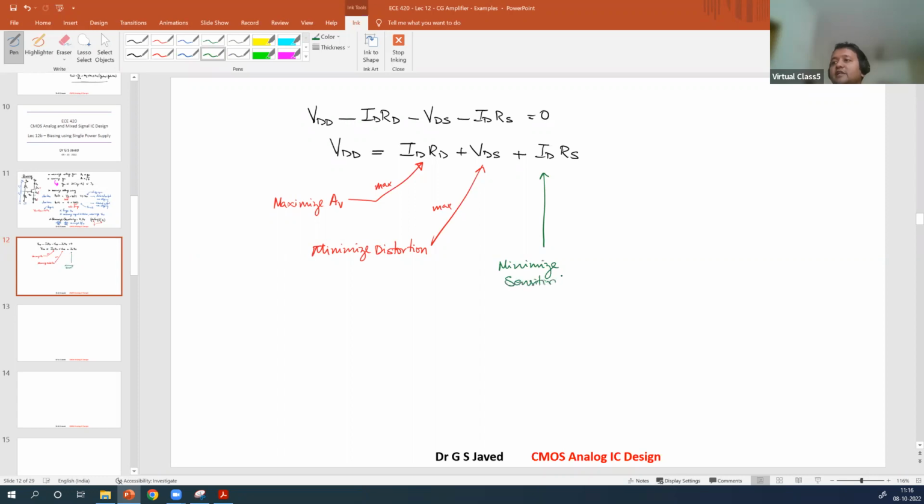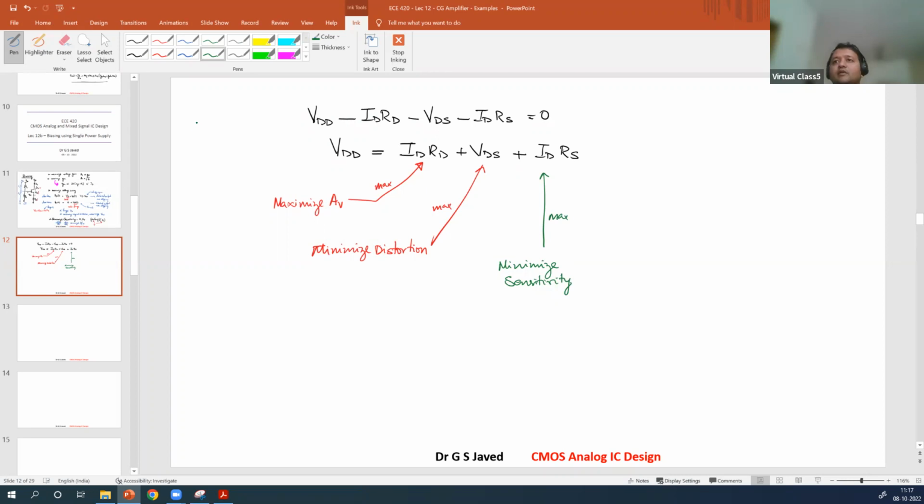You are using degeneration here, right? Remember, degeneration is giving you better sensitivity, better loop gain. So you minimize sensitivity by maximizing this value. But the total of the three is limited by the VDD. You cannot go beyond the maximum supply voltage. So these are the three conditions that will govern the operation.